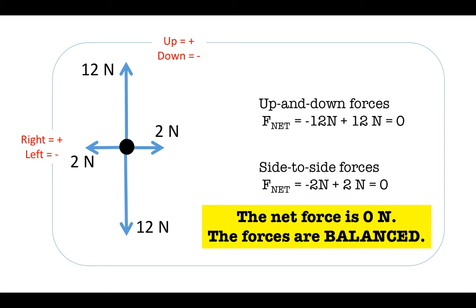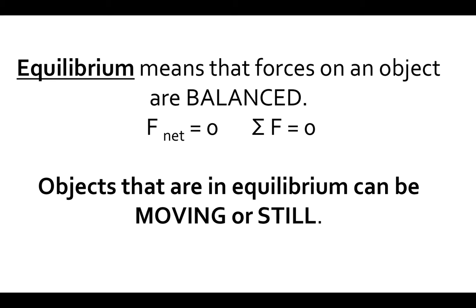So in this case, the net force shown in this force diagram is 0, and the forces are said to be balanced. That's a very key term. When forces are balanced, you know that the sum of the forces is equal to 0. It's a key piece of vocabulary: forces being balanced. Okay, so when we have balanced forces, then we know that the object is in a state of equilibrium. Equilibrium just means that forces on an object are balanced.